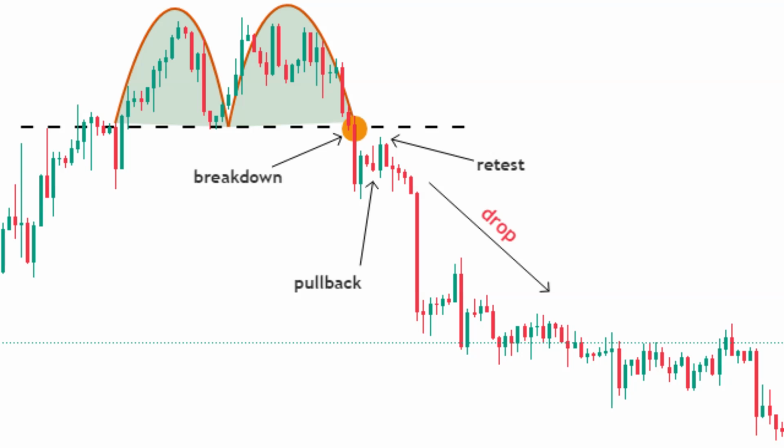This continuation of the decline demonstrates the full effect of the double top pattern in signaling a shift from a bullish market to a bearish one. Each phase, the initial top, the second top, the breakdown, the pullback, the retest, and the subsequent price drop, reflects the changing dynamics between buyers and sellers in the market. By understanding this step-by-step progression, traders can make more informed decisions, anticipate possible price movements, and better manage their risk.